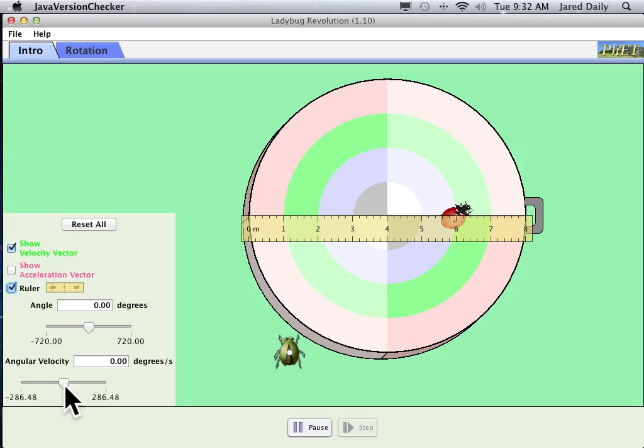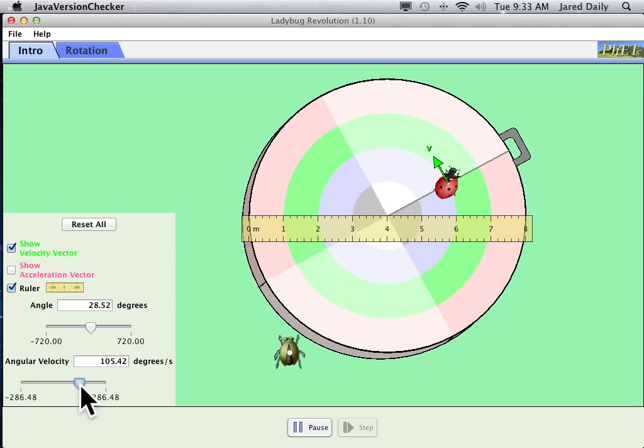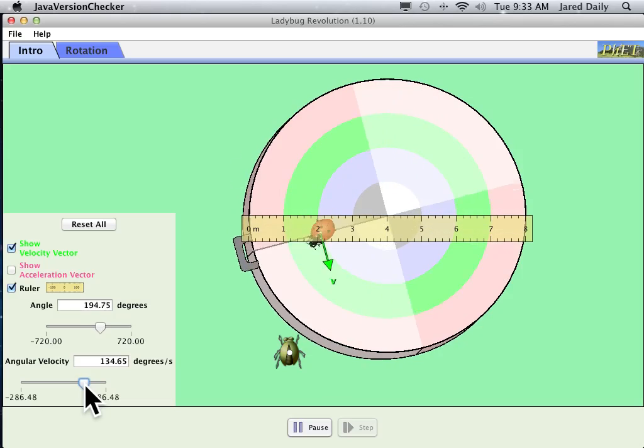But then what's going to happen to it? It's going to start to turn. And it's continually going to turn. And it's always going to be pointing perpendicular to the radius from the center to the ladybug. It's always going to be perpendicular to that. So that's why we call it the tangent, because it's tangent to the circular path of movement. So the tangential velocity is always going to be tangential. So there's our velocity vector, right? My angular velocity right now is 134.65 degrees per second exactly.